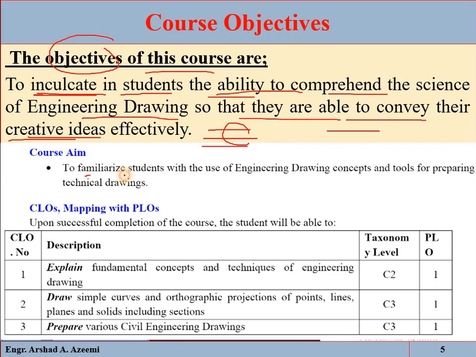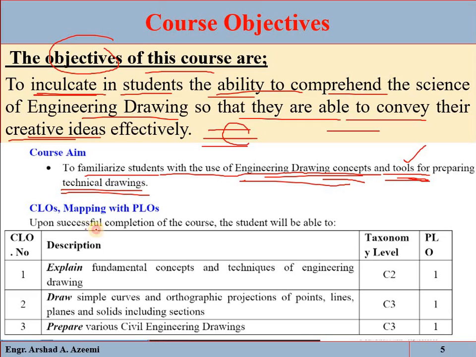The course also aims to familiarize the students with the use of engineering drawing concepts and tools for preparing technical drawings. We have different types of tools, for example compass, protractor, ruler, T-square, and set squares. In this course, students will use the fundamental knowledge, principles, and concepts of engineering drawing, and with the help of different engineering tools they will draw technical drawings. So that is the course objective.